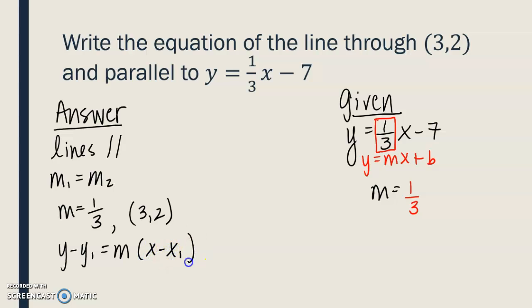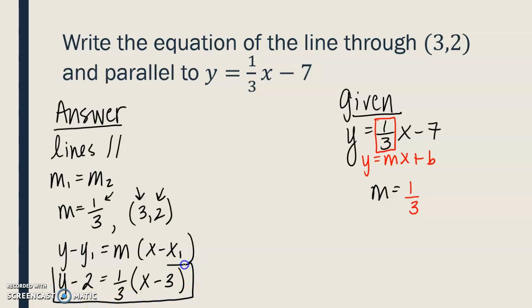Now I'm just going to plug in the information I have. y minus the y-coordinate of the point given equals, we determined our slope to be 1/3, times x minus the x-coordinate of the point that's given, and I'm done. Once I have an equation of a line, if it doesn't say to use one form over the other, I'm done. I'm good.